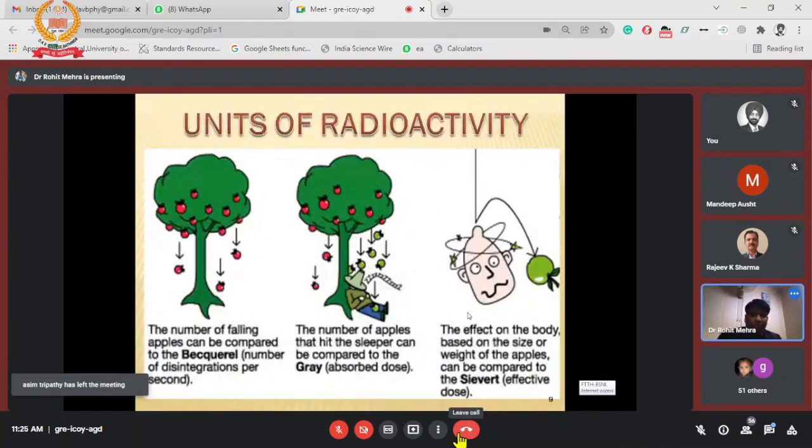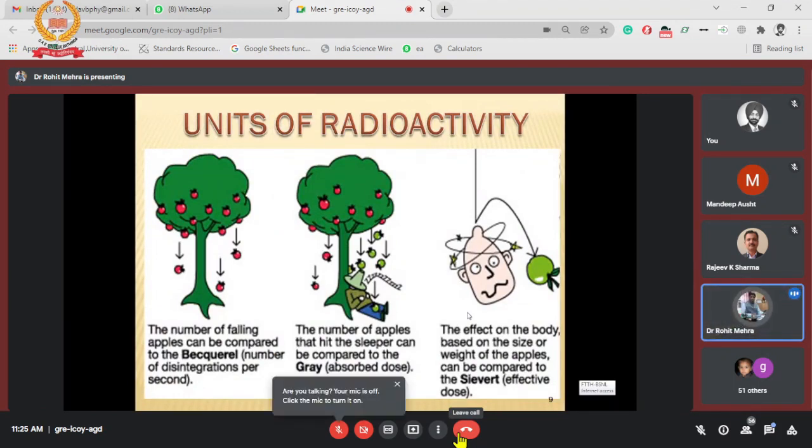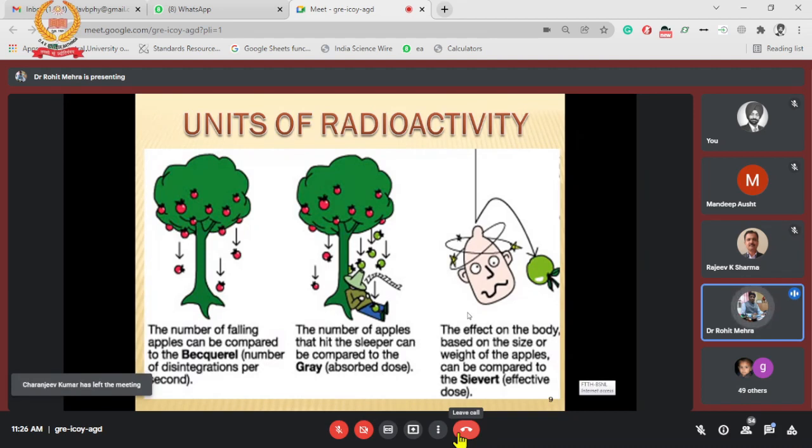Now, once we study radioactivity, sometimes we have to measure radioactivity in terms of different units. This pictorial representation will give you an idea of why those different units are required. I have made a figure which will give you a very clear-cut idea. If you are just measuring the number of disintegrations per second, that is the natural radioactivity, we generally measure it in a unit called Becquerel. That is like the number of apples falling from a tree, just for a pictorial representation.